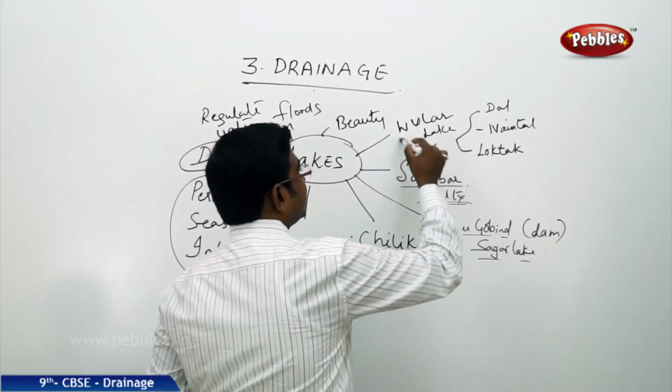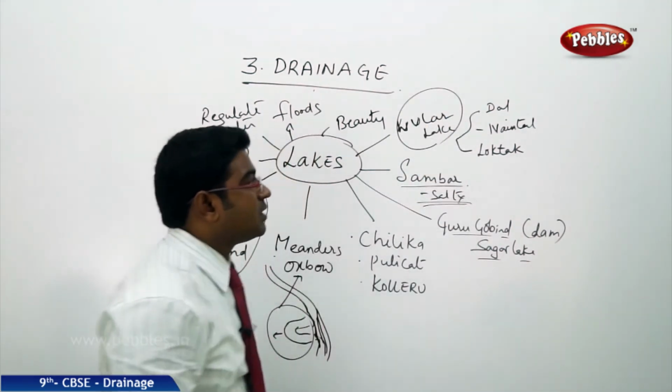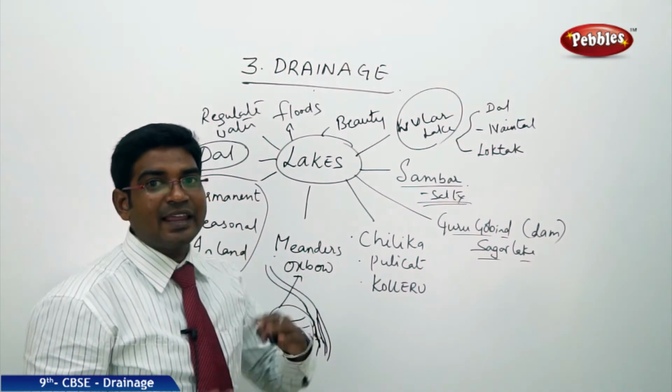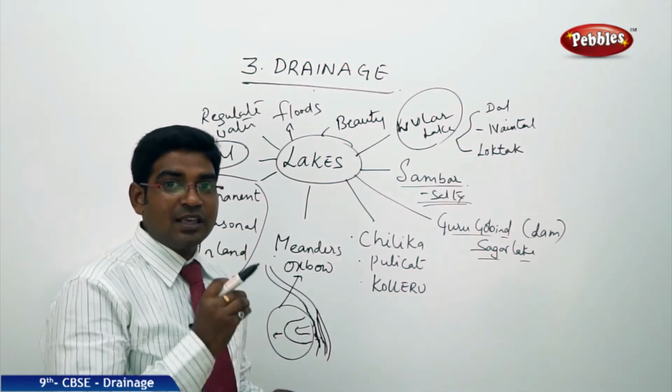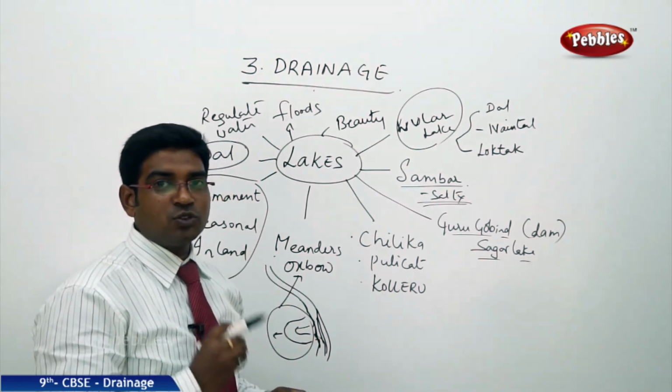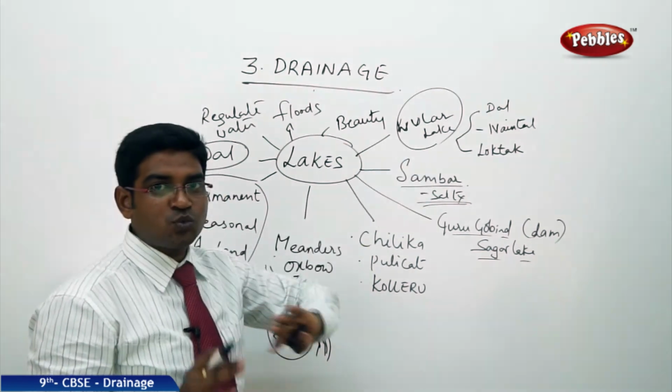And we have a freshwater lake in the Jammu and Kashmir region, that is Wular lake. Here when the glacial activity happened, the valley got eroded and this has been filled with the snow melt. So the snow converted into water and became the freshwater lake. So Wular is the largest freshwater lake.